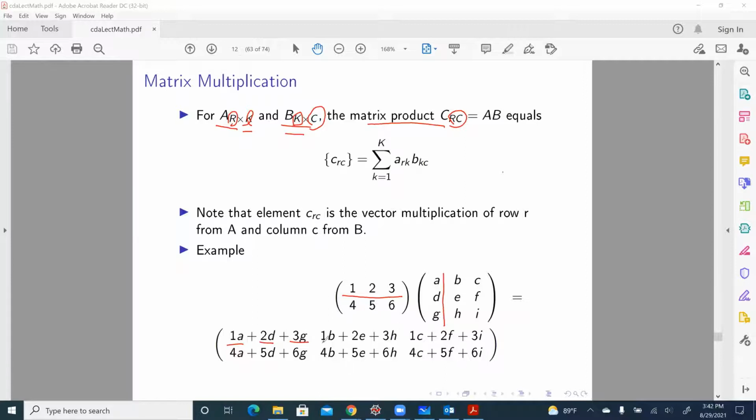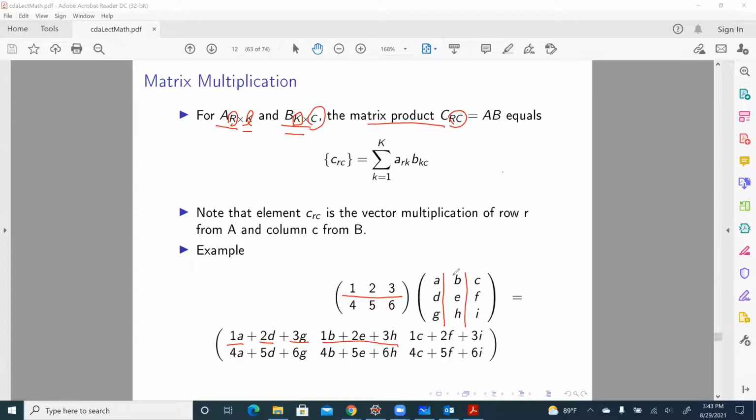What about the second element? Well, the second element is in row 1 and column 2. Okay, that means it is a product of the first what? Row of the first matrix and what? The second column of the second matrix, the multiply matrix. So 1 multiplied by B, 2 multiplied by E, 3 multiplied by H, then sum across.